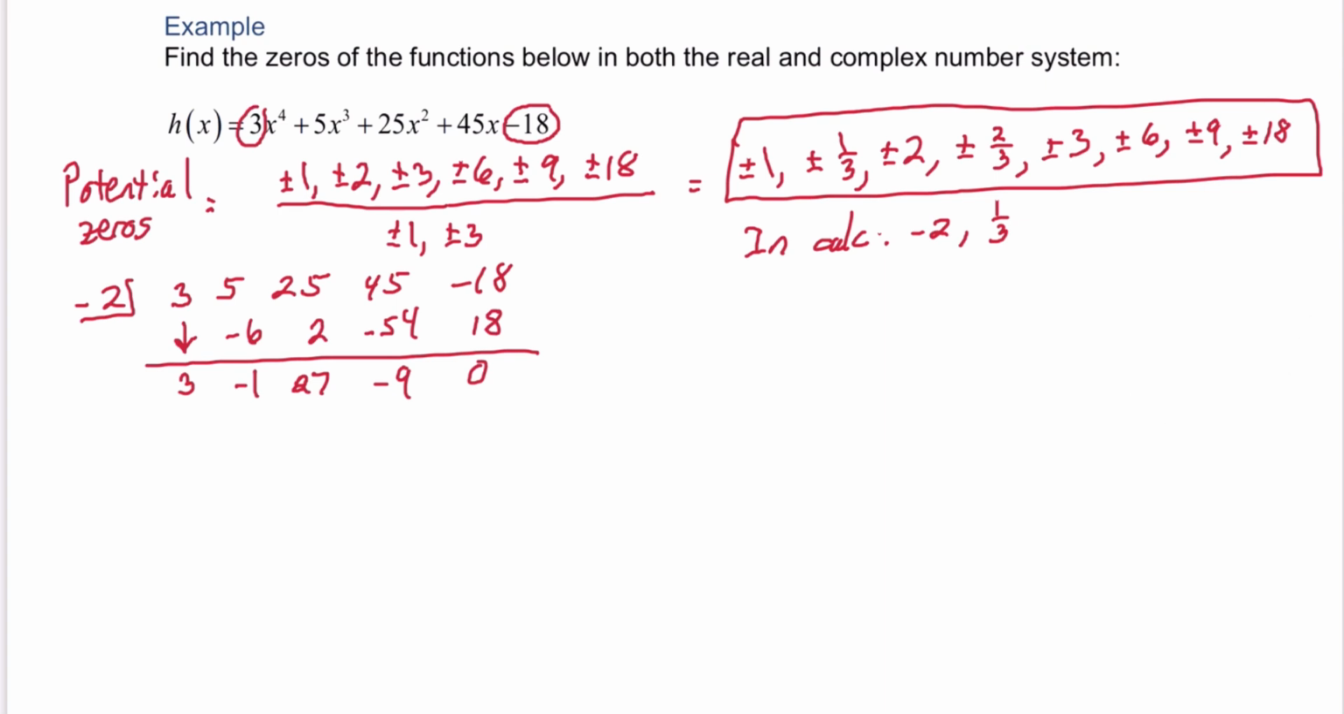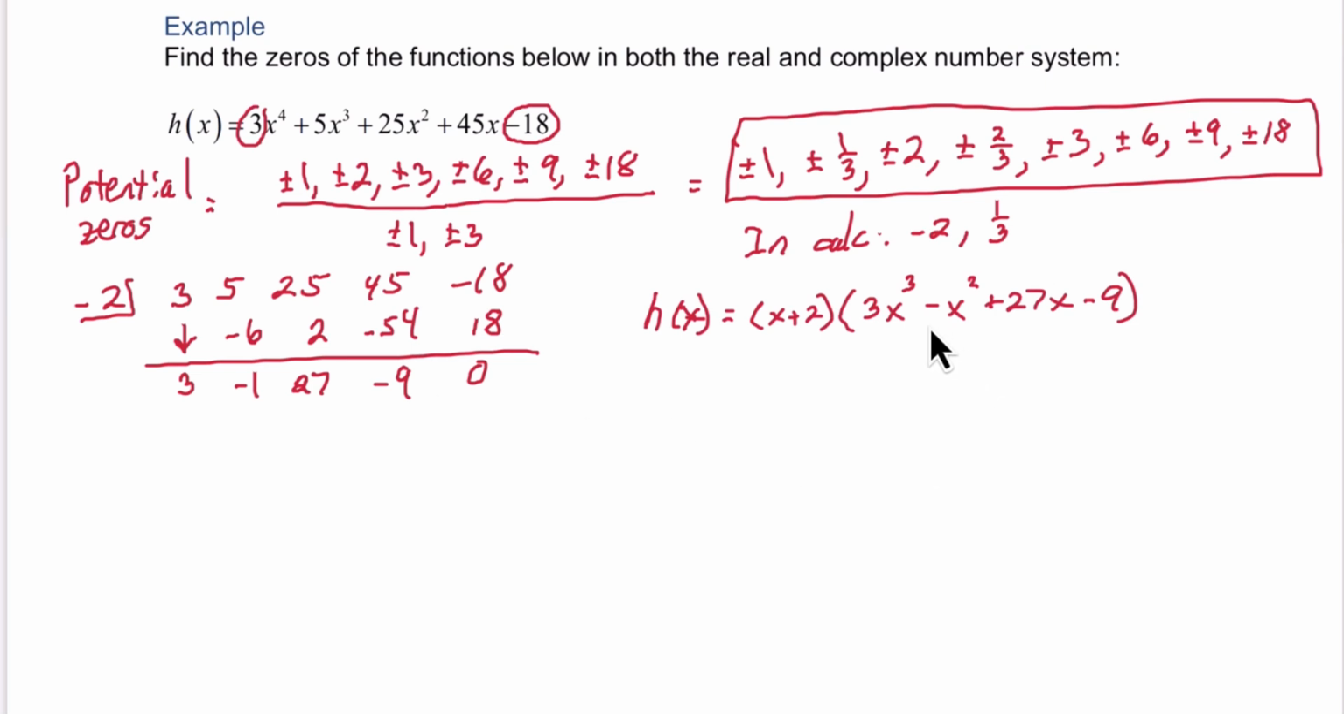So recognize what we did. H of x, we divided. The 0 that we used is -2. That means that the factor we divided h by is x plus 2. And then the result is these coefficients. So h of x is now, we use negative 2 as the 0, that means x plus 2 is what we divided by. And then we were left with this result down here. These are the coefficients: 3x cubed minus x squared plus 27x minus 9. Notice we now have a cubic.